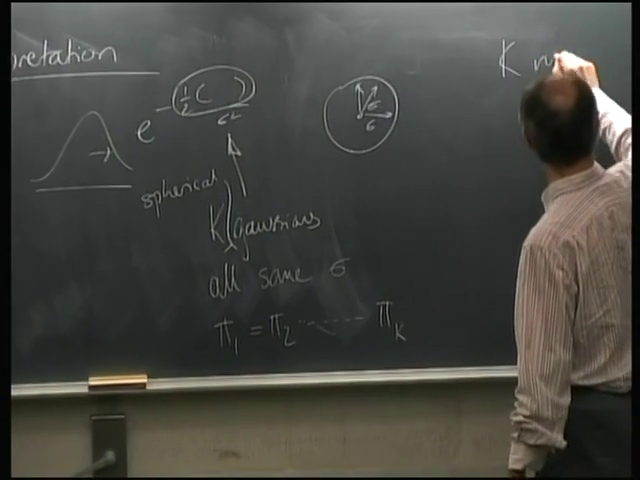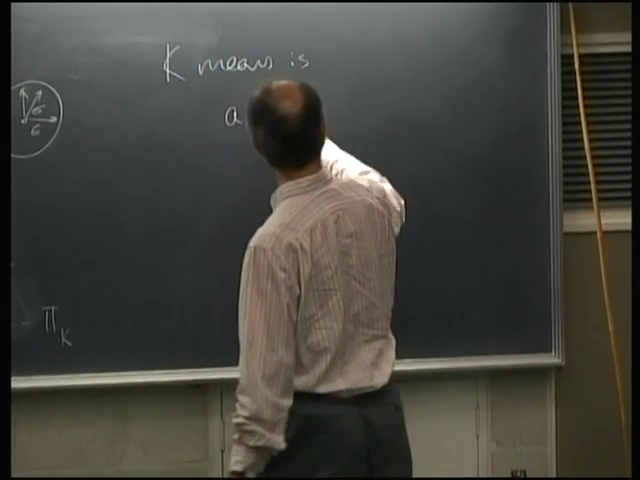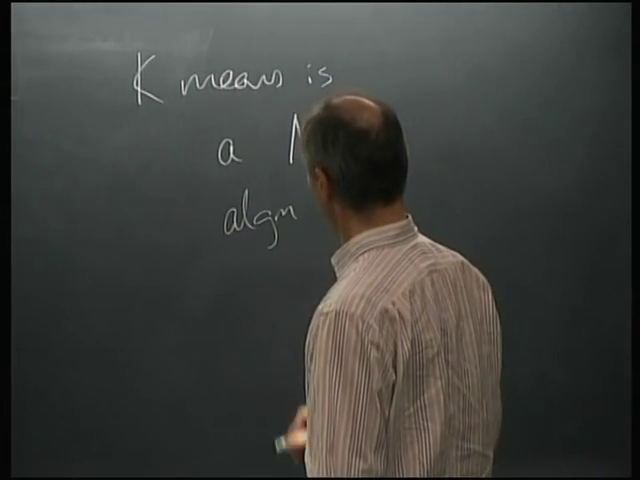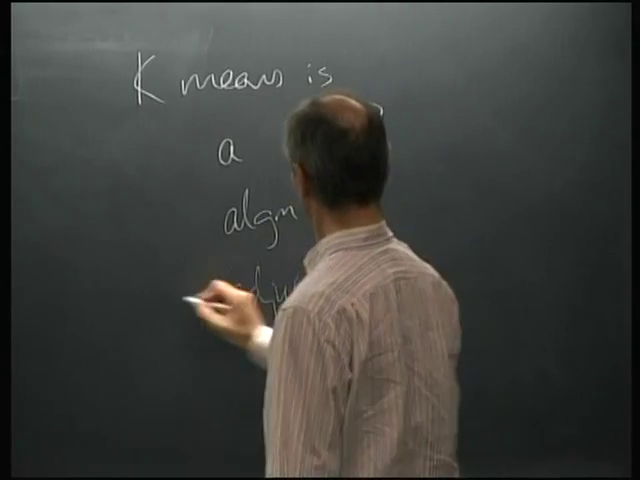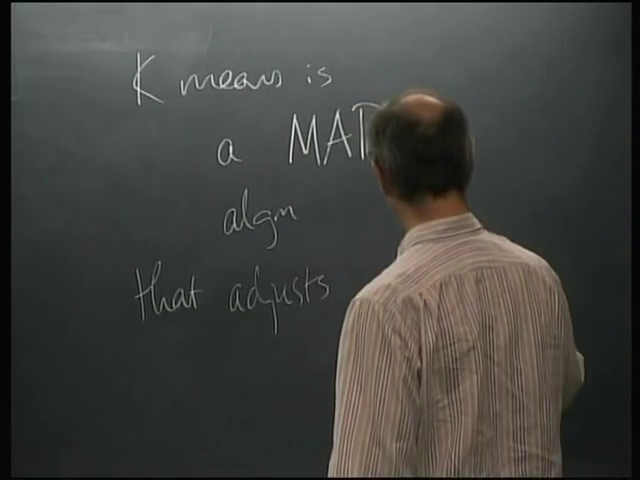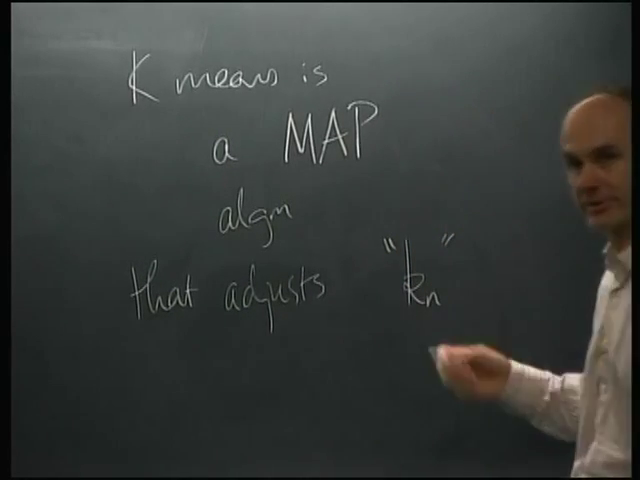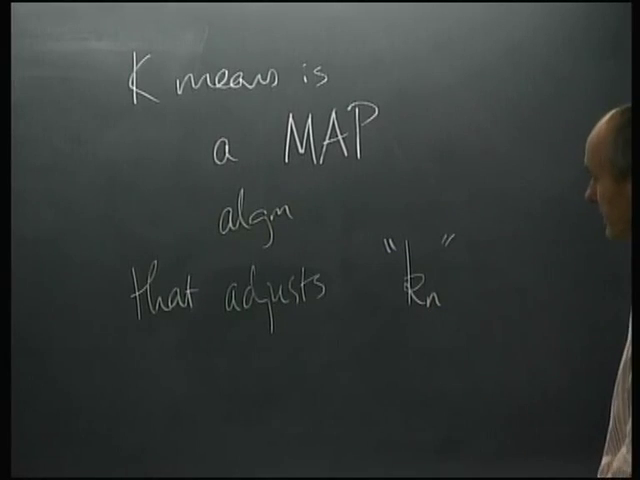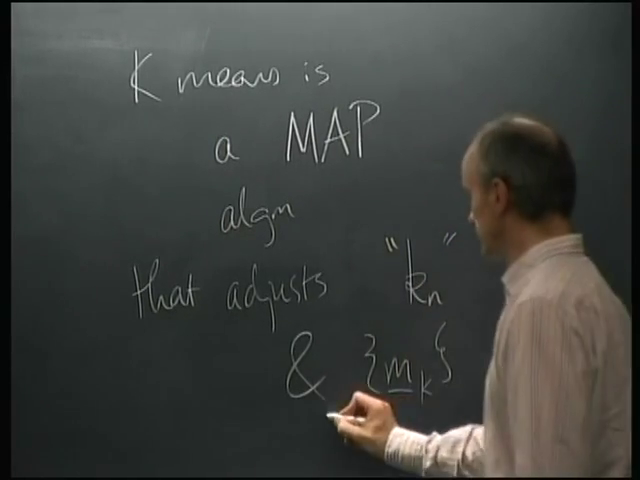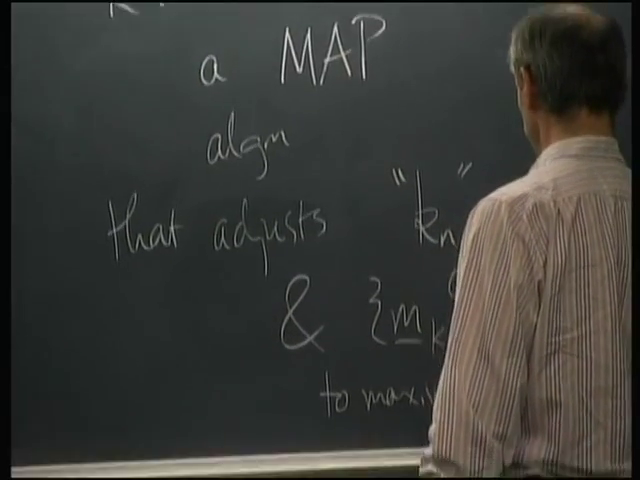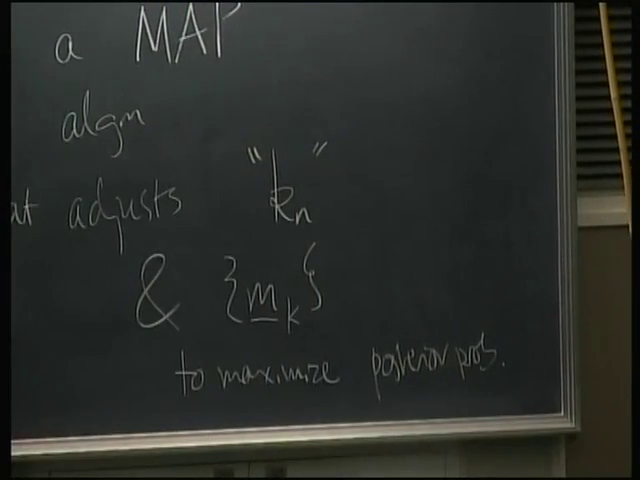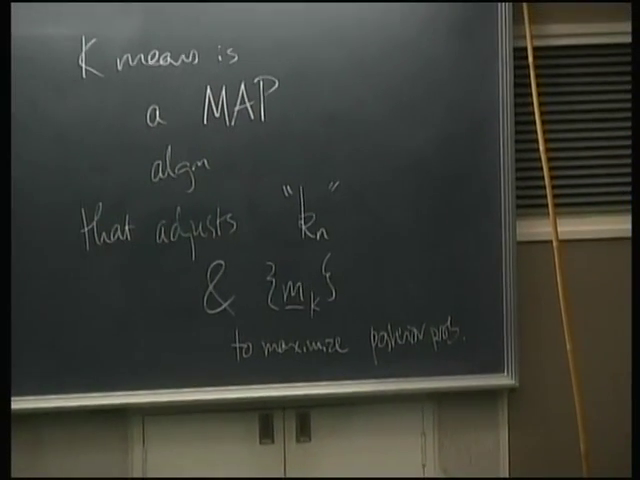So k-means is roughly a MAP, maximum a posteriori algorithm, that adjusts the assignment variables, which we could call kn, which are the hypotheses of which cluster the nth point came from, and adjusts all the m's so as to maximize the posterior probability of the assignments and the means. So that's an interpretation of it.